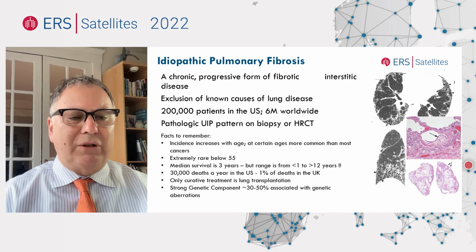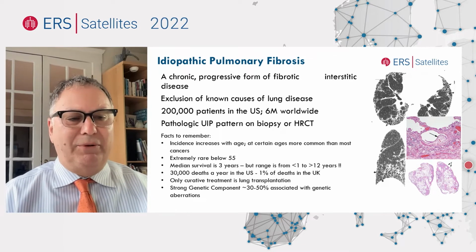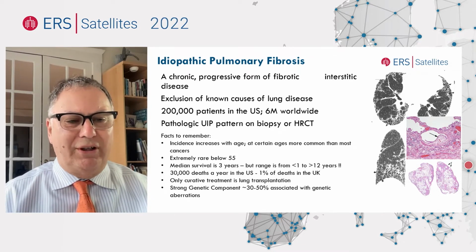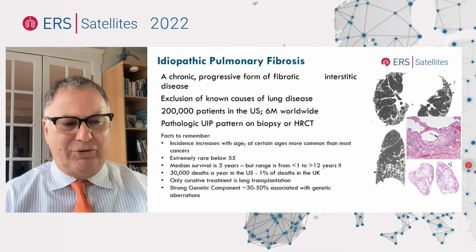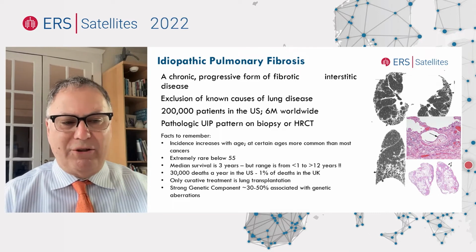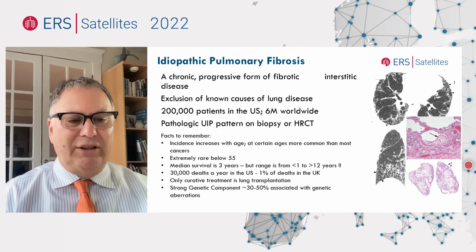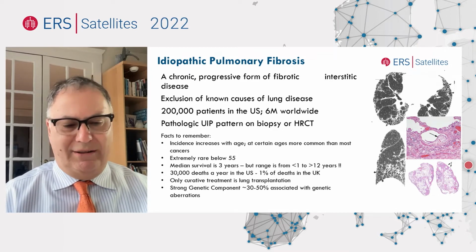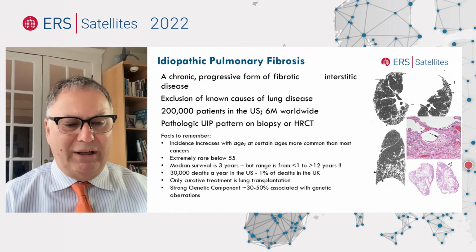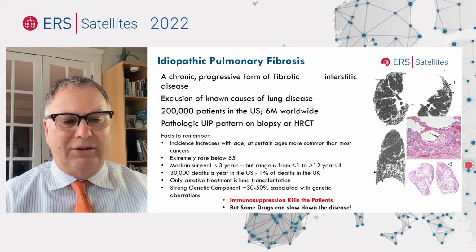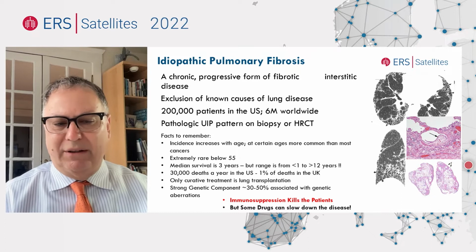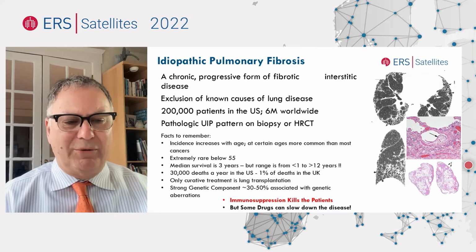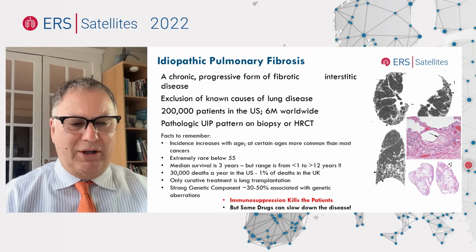And what you want to remember, and it's very simple, is the incidence increases with age. Certain ages more commonly in cancer, extremely rare below 55. Median survival is 3 years, but it actually can range from 1 to 12 years. 30,000 deaths in the US. The only curative treatment is lung transplantation, and it has, as you heard before, a strong genetic component. And as I'll tell you in a second, immunosuppression kills our patients, but some drugs can help them.